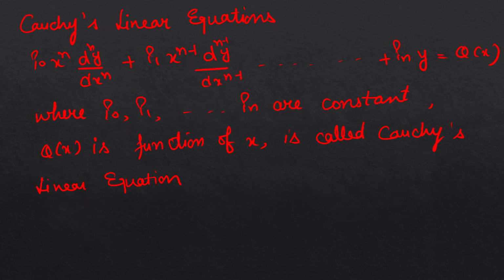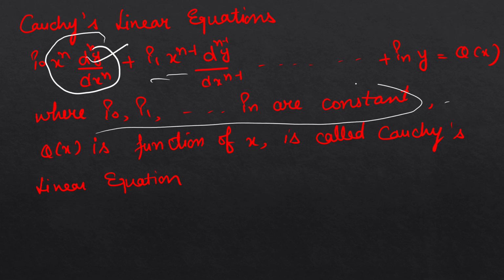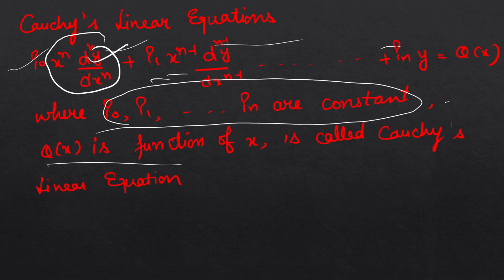There are two types of equation: first is Cauchy's linear equation, second is Legendre's linear equation. So if we have a Cauchy linear equation, means we have x^n d^n y/dx^n, then x^(n-1) and so on. In this case, p naught, p1, p2, pn are all constant, and Q(x) may be 0, maybe a constant, maybe a function of x, anything is possible. So that is known as Cauchy linear differential equation.